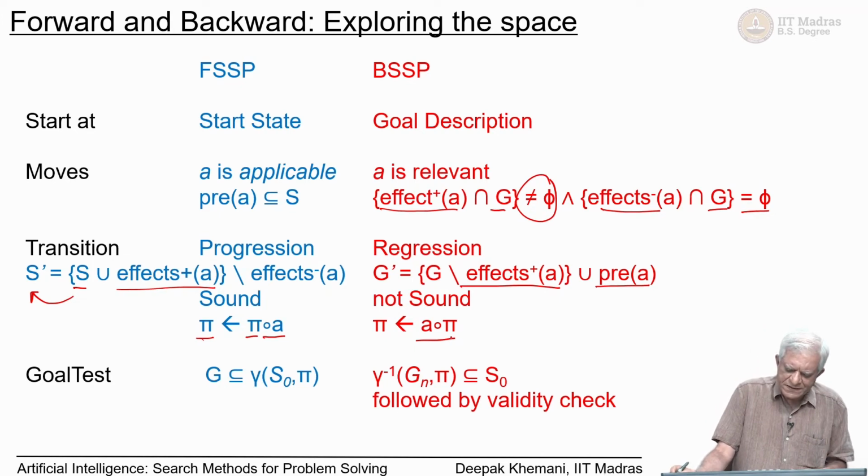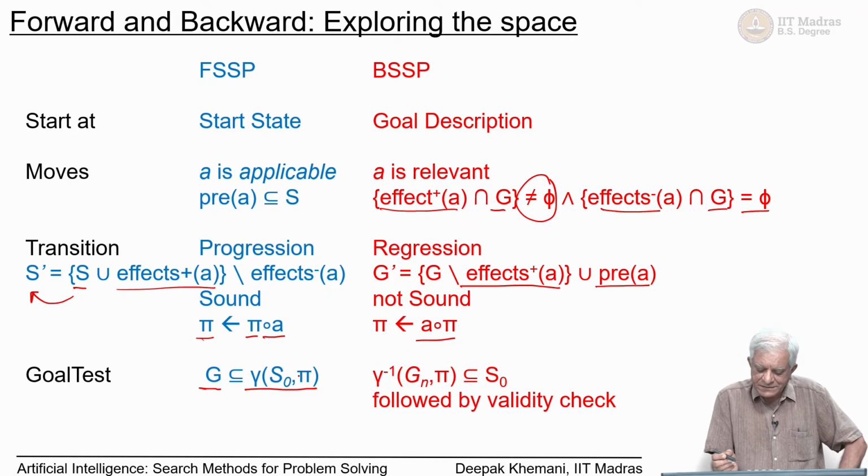The goal test functions were similar, that the goal that you want to achieve G, it must be a subset of the state which you reach after progressing over the plan pi, starting with the start state.